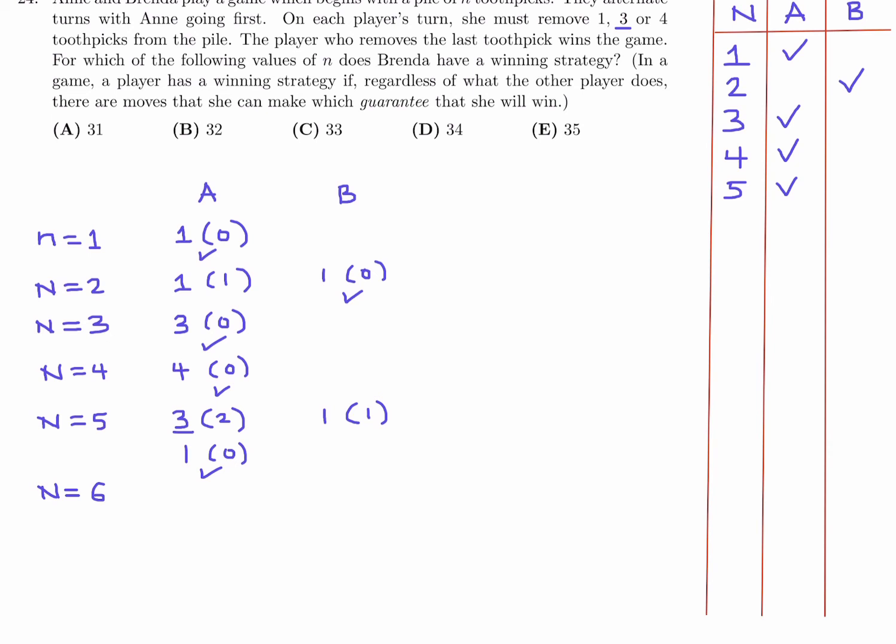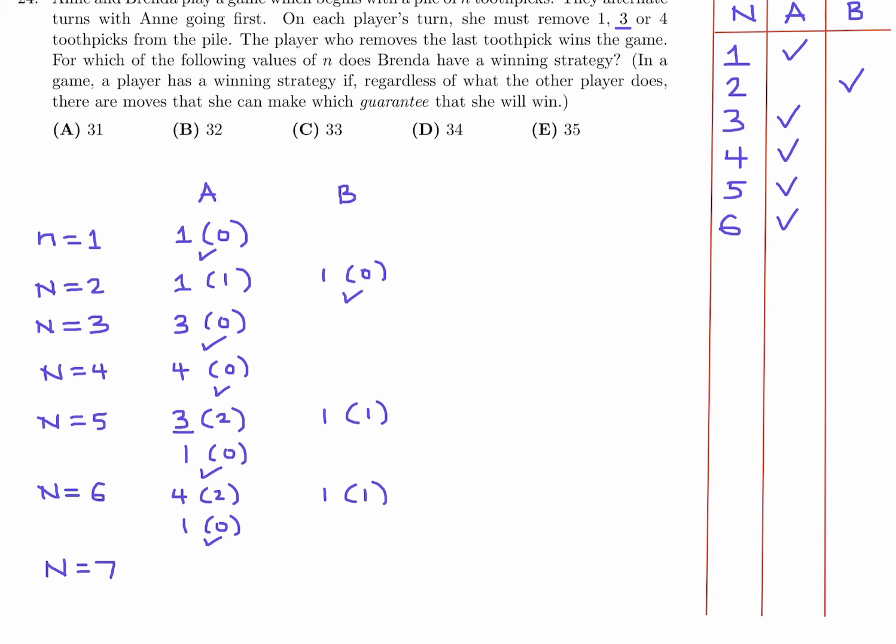N equals 6. Again, Anne can use the same kind of strategy. Remove 4, meaning there's 2 left. That leaves Anne as a potential winner because Brenda can now only remove 1. When she does, there's 1 left, the turn goes back to Anne, and she removes that and wins. There you go. N equals 6, Anne wins again.